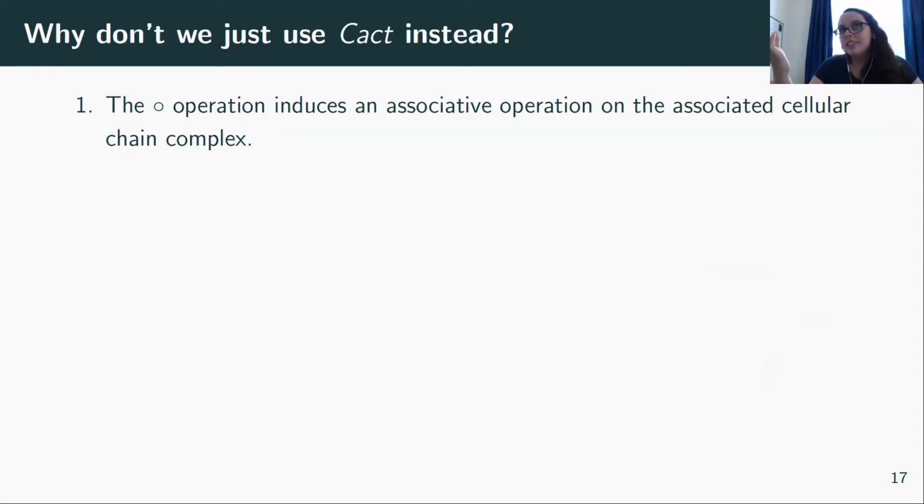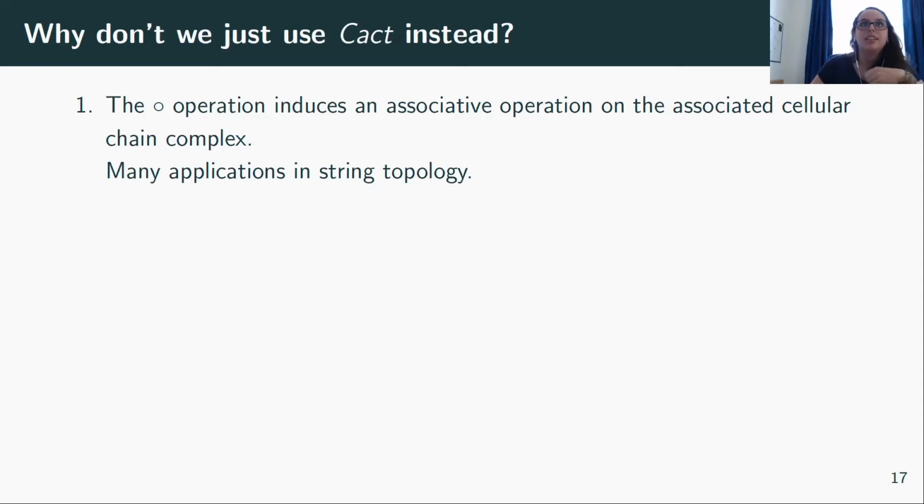Well, first, normalized cacti are still very useful, although the composition is not associative, because on a chain level, it is associative. So you have this very small model for the CW complex, and the operad that you get on the chains has many applications, for instance, in string topology. So yes, people were still using normalized cacti.